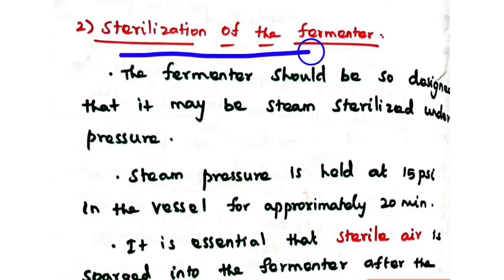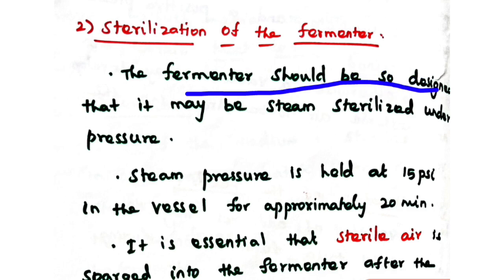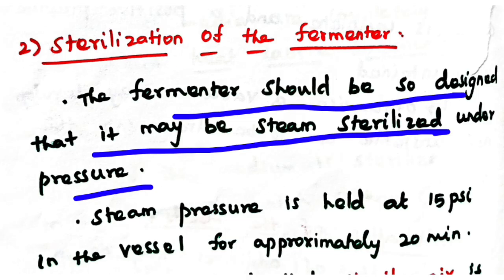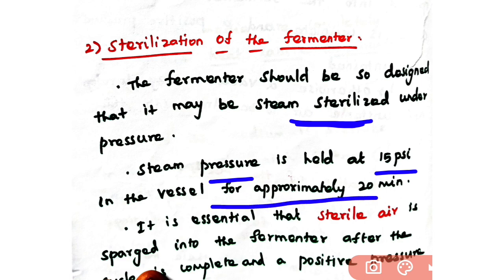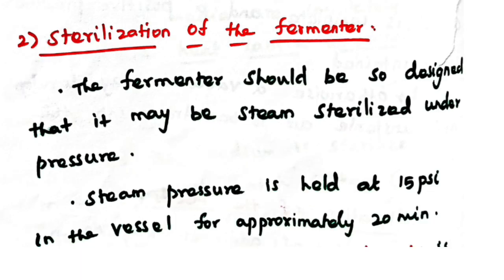Next one is sterilization of your fermenter. Okay, so the fermenter, that is your fermenter vessel, should be so designed that it may be steam sterilized under pressure because before starting your fermentation process the fermenter should be free of all living organisms. Okay, steam sterilization is a method of using moist heat under pressure to kill all the microorganisms including spores. Okay, this sterilization process uses a temperature of 121 degrees centigrade with pressure at 15 to 30 psi for approximately 20 minutes. So to kill the foreign microorganisms, we are using high temperature and high pressure conditions.